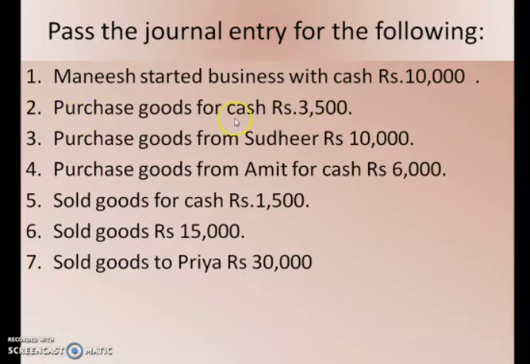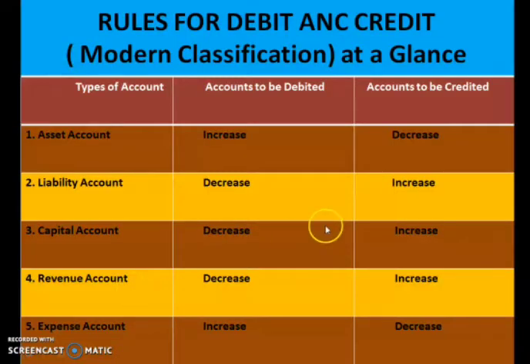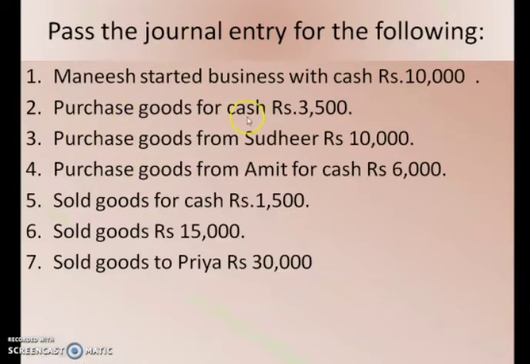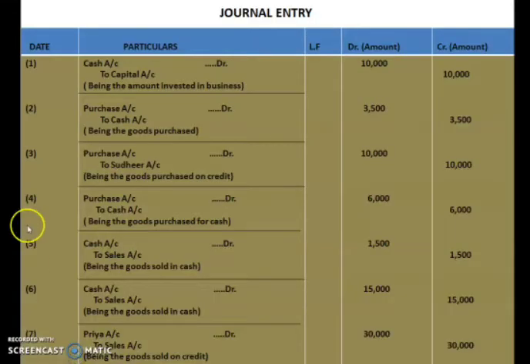Okay. And as you are spending cash, so what is decreasing? Your asset is decreasing. Your cash is decreasing. So cash will be credited. Okay. So as per the modern rule, you can see that cash is an asset. If cash is decreasing, which side should cash be recorded? Credit side. Okay. So as per that rule, cash will be credited and what will be debited? Purchase will be debited. So let us see the journal entry.